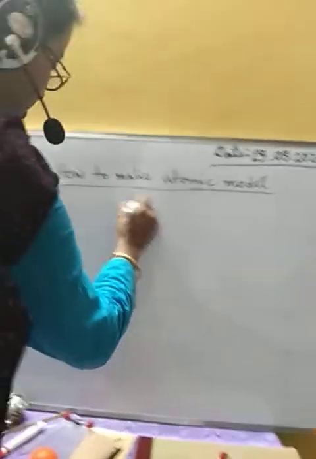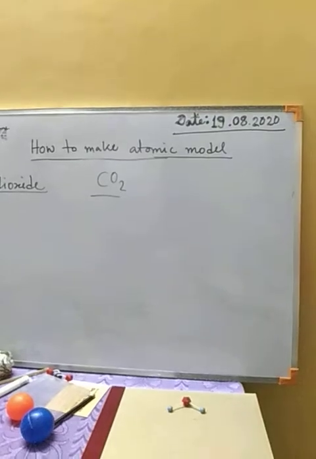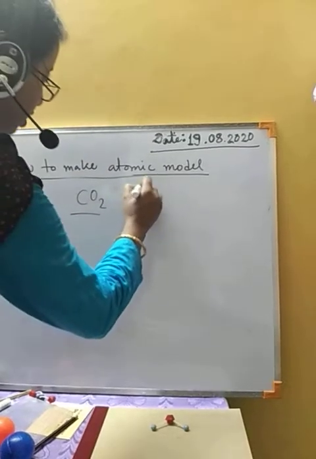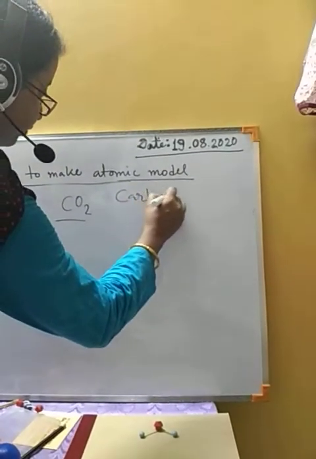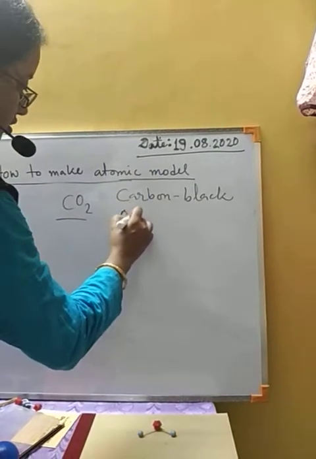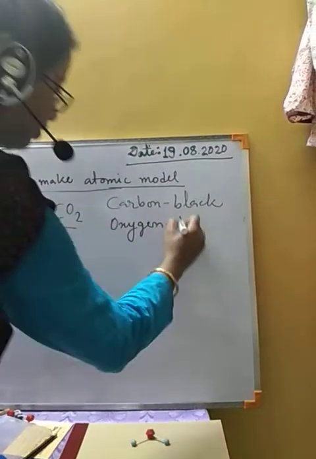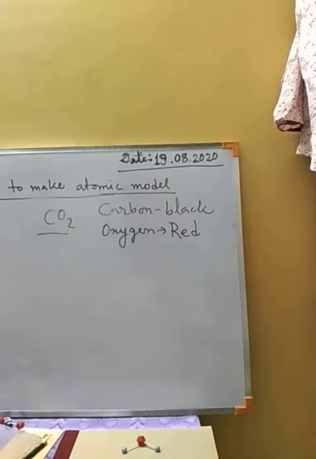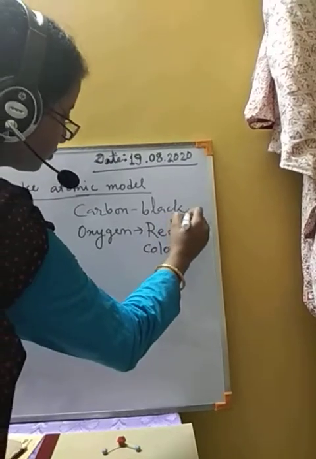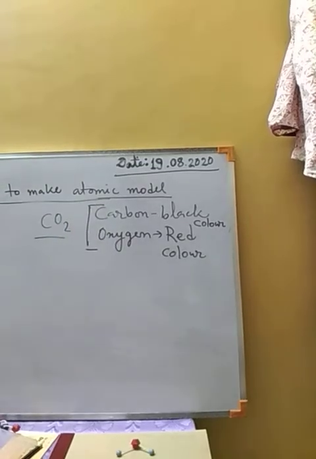The structure of carbon dioxide is CO2: one carbon and two oxygens. The colors which we are using: for carbon we will use black color, and for oxygen we are using red color. So this color should be fixed.